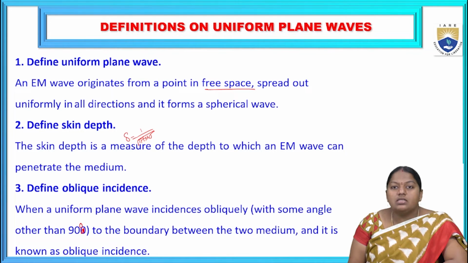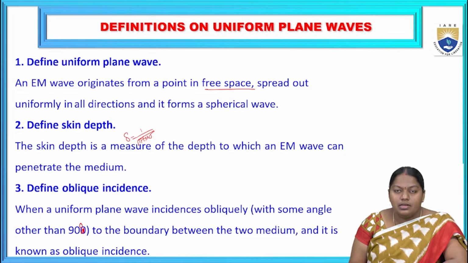Depending upon how the incidence occurs, the second type is called oblique incidence. When a uniform plane wave is incident obliquely, meaning the angle is other than 90 degrees, on the boundary between two media, it is known as oblique incidence.